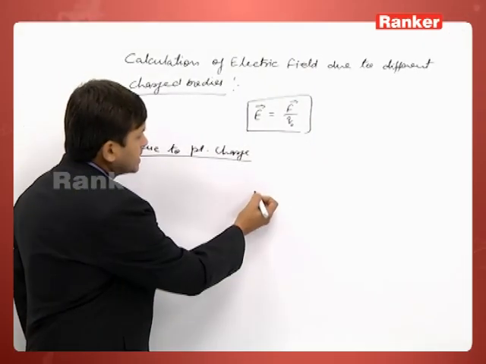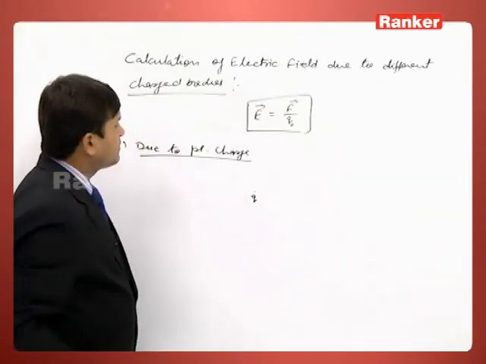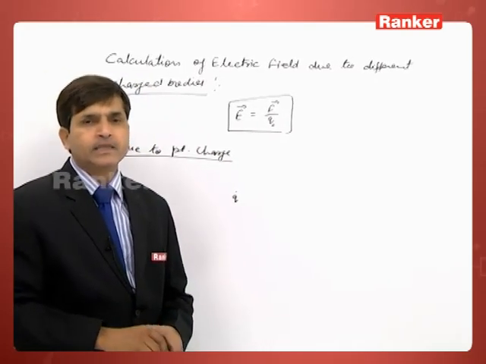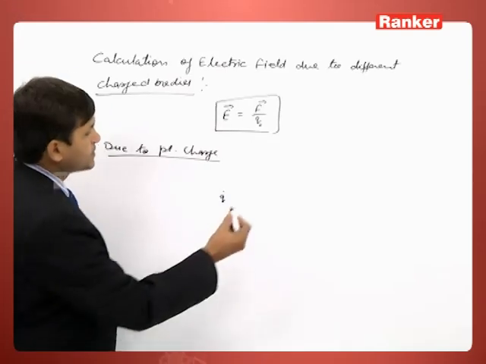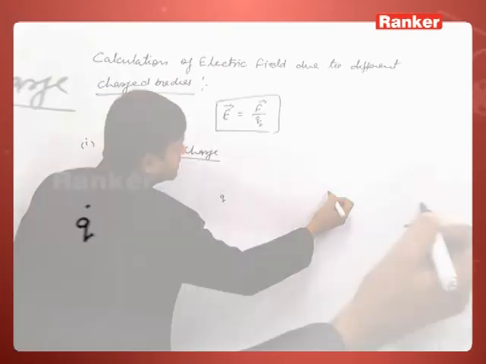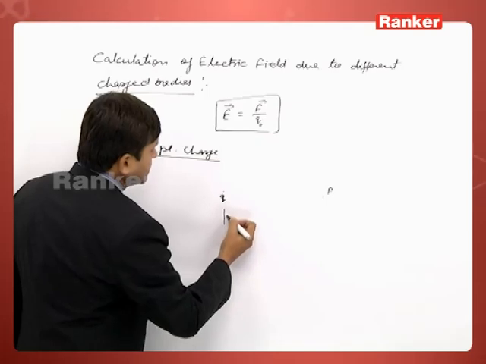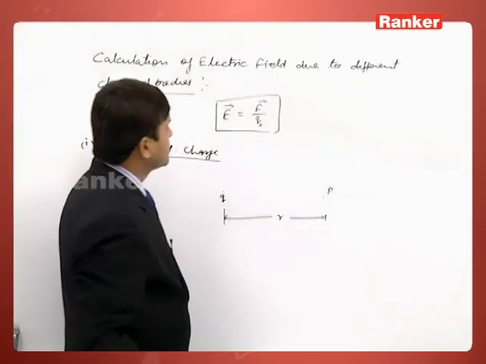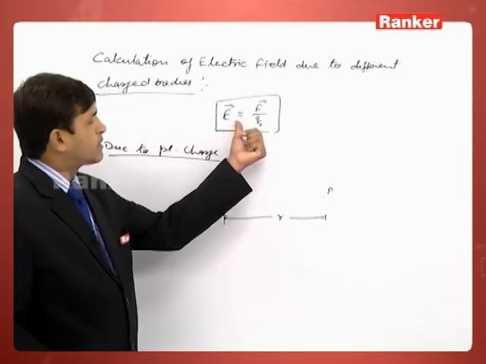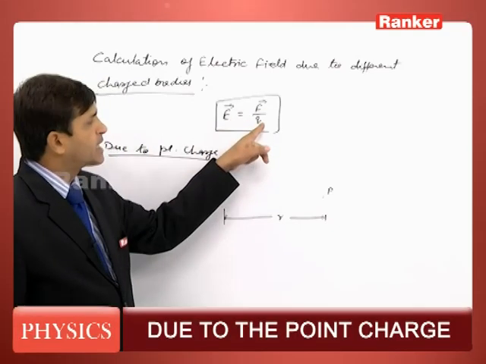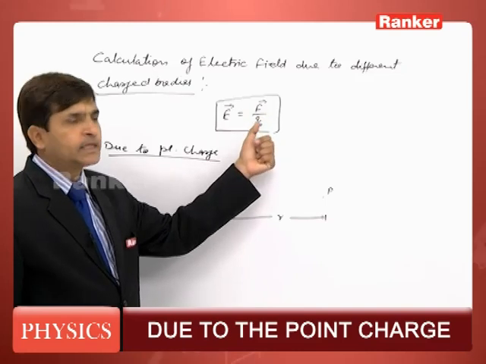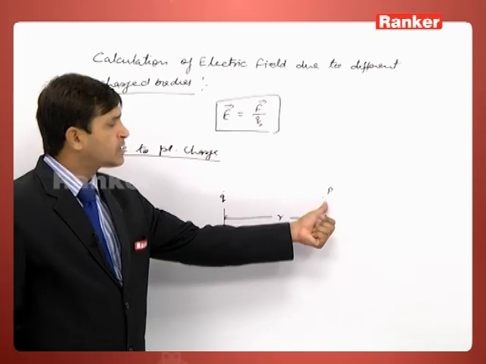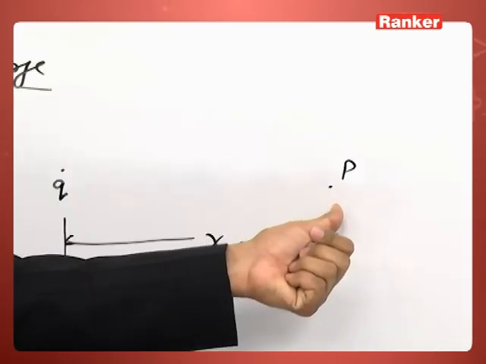Suppose Q is the point charge, and we want to find the electric field due to this point charge at a certain distance R. Let the point be P, and that point P is at a distance R from the charge Q. As per our basic fundamental relation F by Q naught, here Q naught is the test charge. So, first we would like to check how much force is acting on this test charge Q naught.